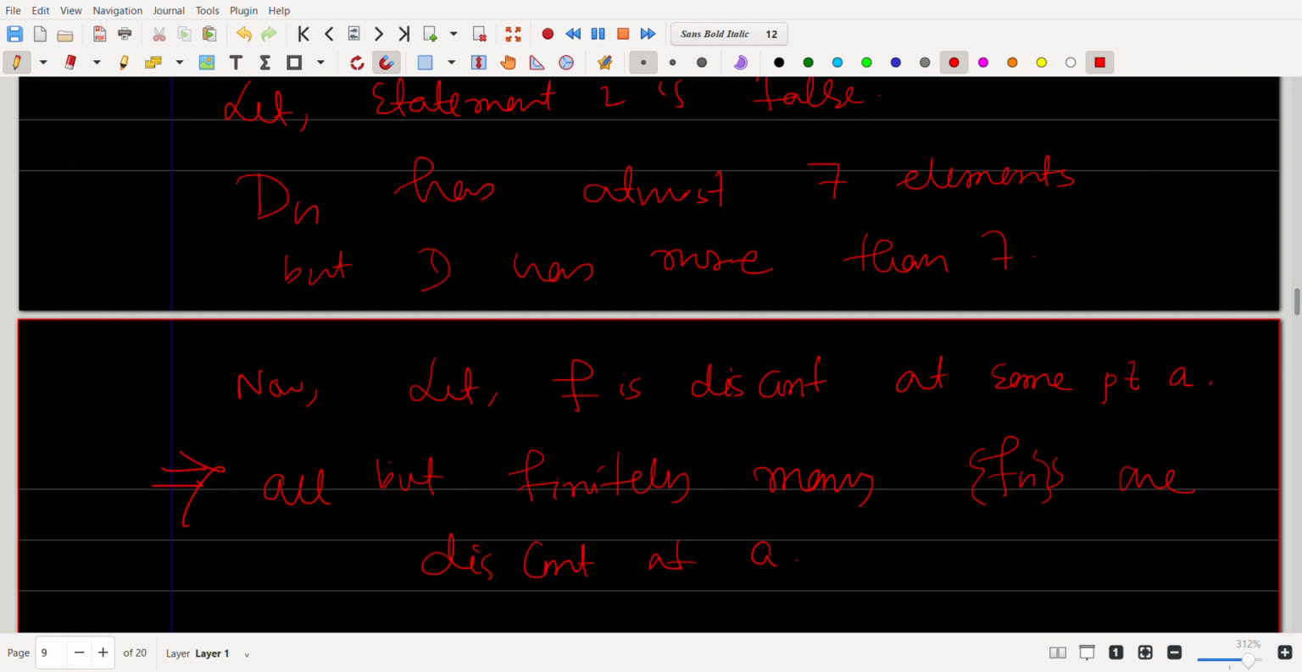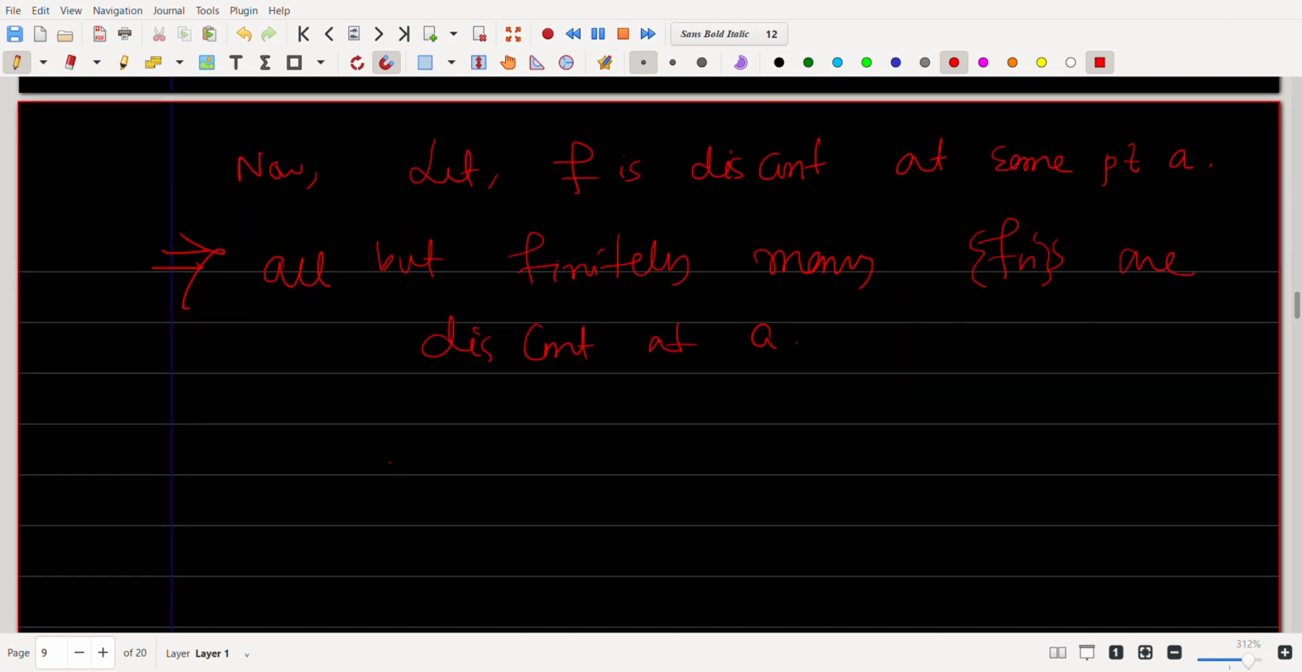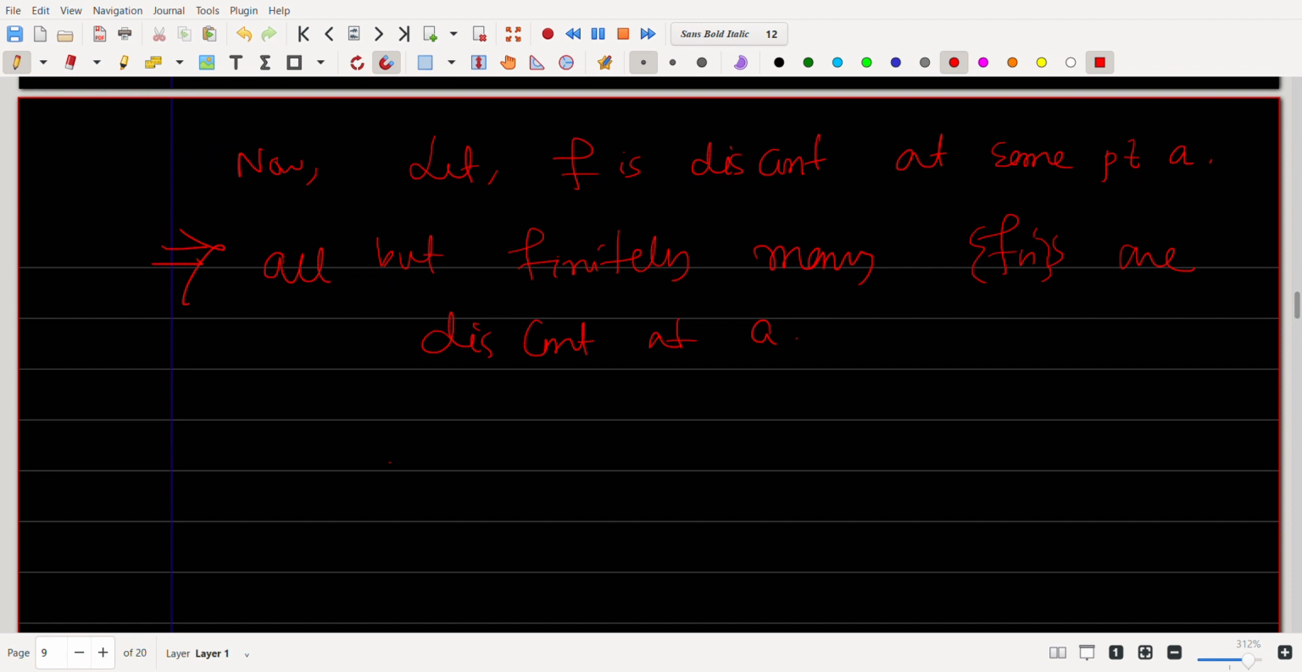Why? Because if fn has some subsequence, say fnk, such that each fnk is continuous at point A, then since fnk itself converges uniformly to f, f is also continuous at point A. But I already assumed that f is discontinuous at some point A. That means except for finitely many n, all fn must be discontinuous at A. Right? Okay. Now we are assuming that D has more than 7 elements, right?